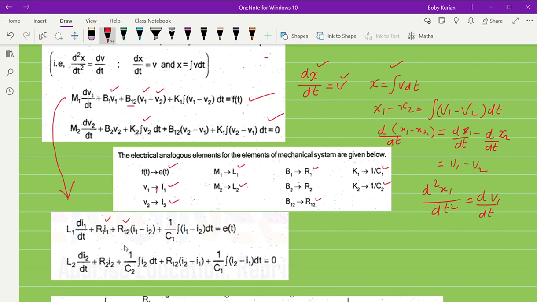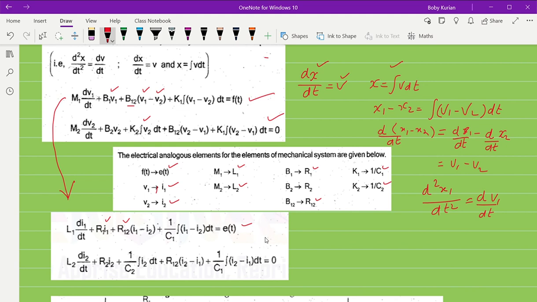v1 minus v2 will be i1 minus i2. So k1 corresponds to 1 by c1, integral i1 minus i2 dt. So f of t corresponds to e of t; force corresponds to voltage. Similarly, in the second equation, m2 corresponds to L2, v2 corresponds to i2, b2 corresponds to r2, and v2 again corresponds to i2. k2 corresponds to 1 by c2, b12 corresponds to r12, and k1 corresponds to 1 by c1. Okay, so in this way we can form two equations.